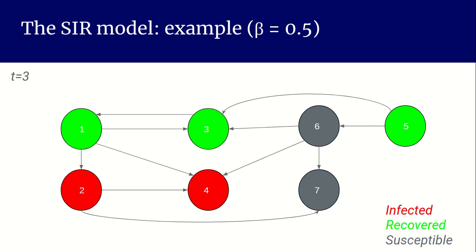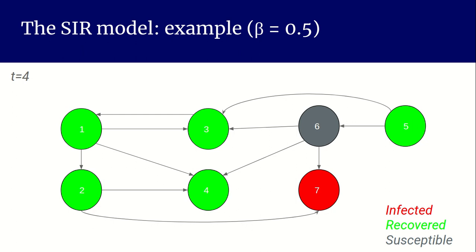Node 2 cannot infect node 4 anymore since it's already infected. So it tries to infect vertex 7 and succeeds. Now it's the turn of node 4. Because 4 doesn't have any outgoing connections, its infection procedure halts without further infections. At the end of this time step, both 2 and 4 recover.